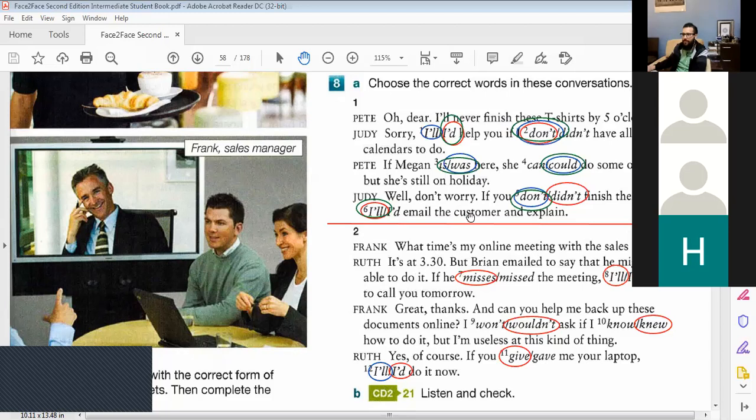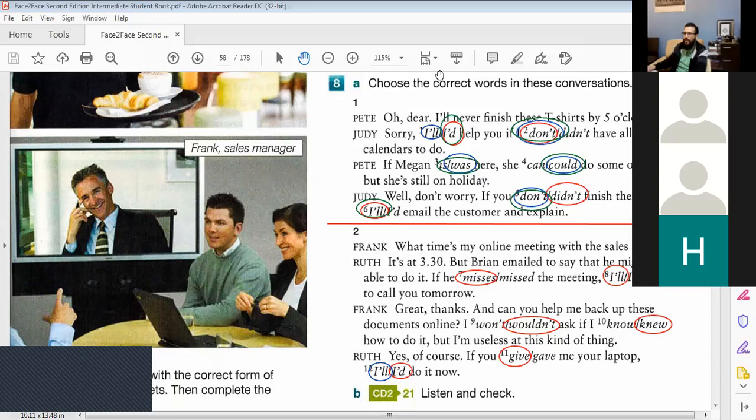If you repeat the first paragraph. Yes, first one. Let's do it. Let's repeat the first one, Track 21, and talk about it. Oh dear, I'll never finish these t-shirts by 5 o'clock. Sorry, I'd help you if I didn't have all these calendars to do.